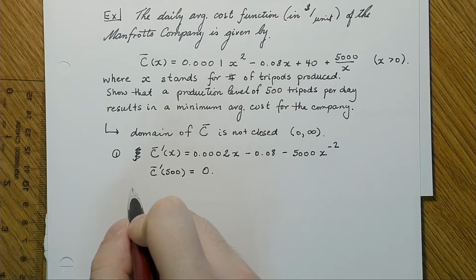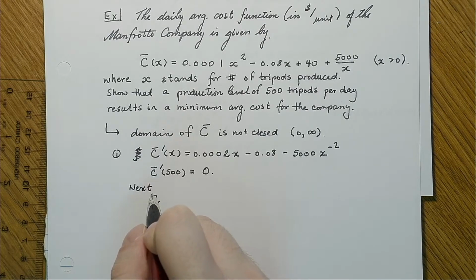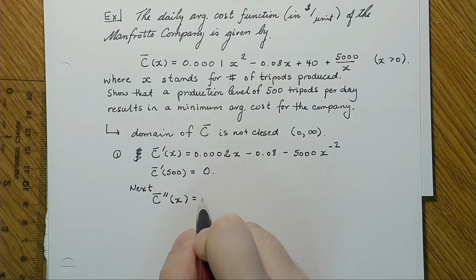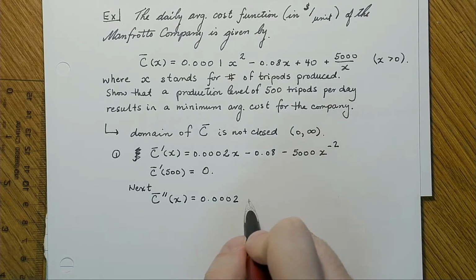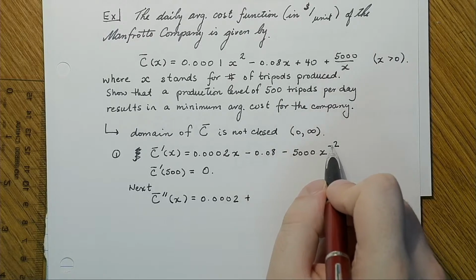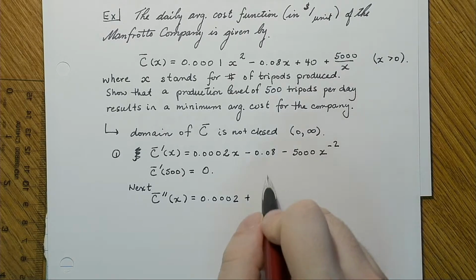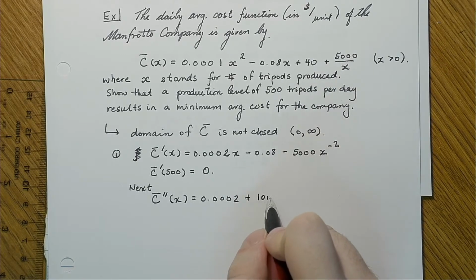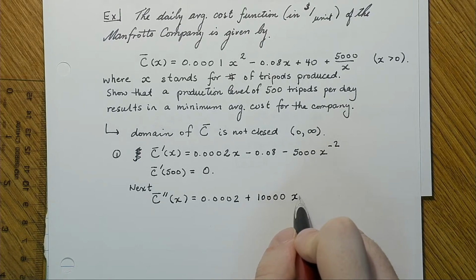And the next thing we need to do is take the second derivative. So I'm left with 0.0002, and then I have plus. So that minus 2 comes down in front, and the minus and the minus becomes a plus. The 2 times 5,000 gives me 10,000, and then that's x to the minus 3.